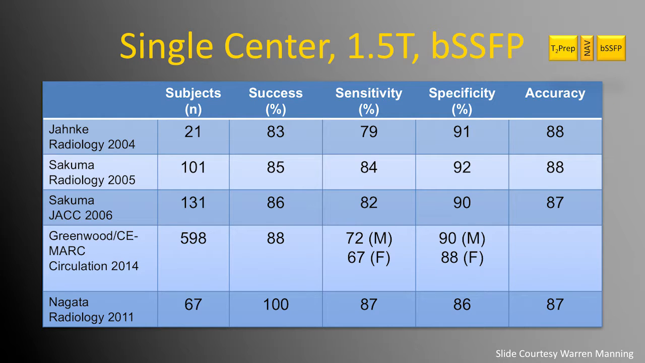Okay. So these are some results from single-center trials done at 1.5T. What you can see, the sensitivity is around 80, perhaps a little bit higher. Specificity is in the 90s. These are the kind of results that we have obtained over the last couple of years.